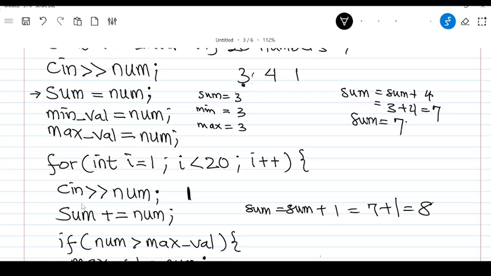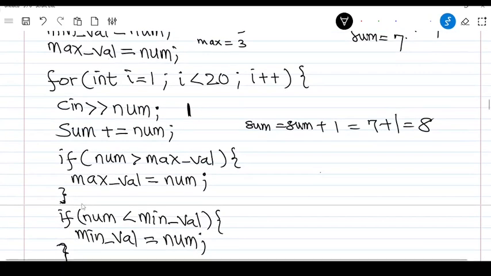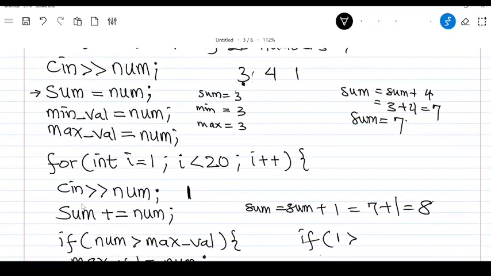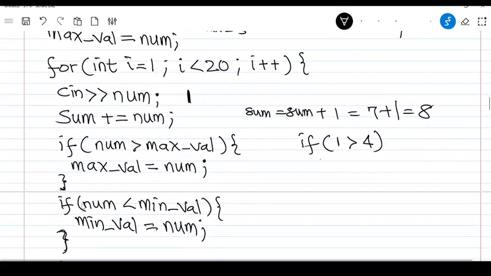Okay, so we now come to this other block of code, which says that if num is greater than max val. So we are saying if num, which in this case is 1, is greater than max val, which was taken as the previous value of num, which is 4, right? So if 1 is greater than 4, what happens? 1 is indeed not greater than 4. So that means that this block of code would not be executed.